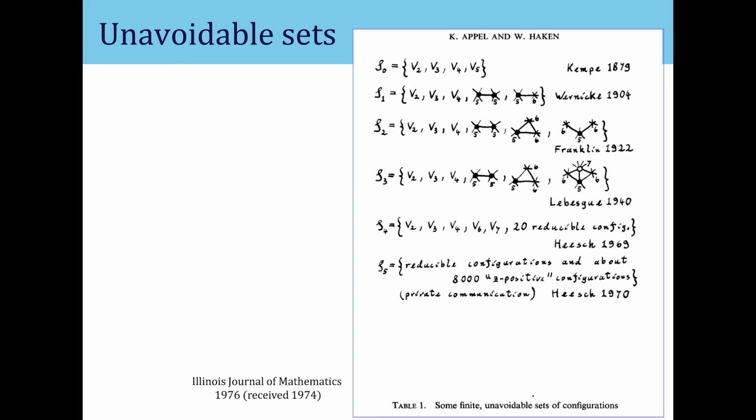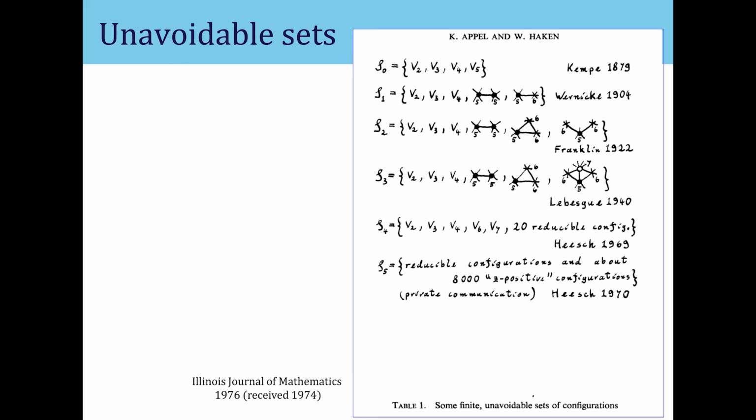This history of unavoidable sets is from a paper by Appel and Haken submitted in 1974, and it's not my father's handwriting, so it must be Wolfgang's, I think. And it shows that Franklin had this unavoidable set. Every planar graph must have one of those configurations in it. And if you could find a way to remove the configuration, color the rest of the graph, put it back, Kemp chain the thing, then that would be a proof of the 4-color theorem. But unfortunately, not every configuration in Franklin's unavoidable set was reducible in that way.